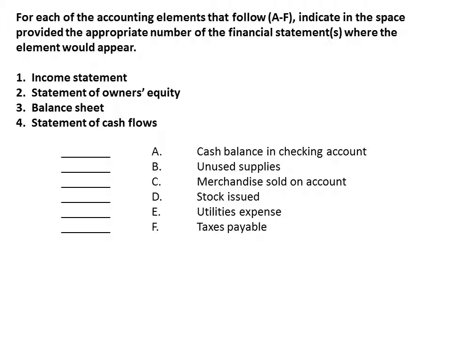Cash balance in the checking account, that's going to appear on our balance sheet and our statement of cash flows. Unused supplies, that's going to appear on our balance sheet. Merchandise sold on account, that's going to appear on our income statement. Stock issued, that's going to appear on our statement of owner's equity. Utilities expense, that's going to appear on our income statement. Taxes payable, that's going to appear on our balance sheet.